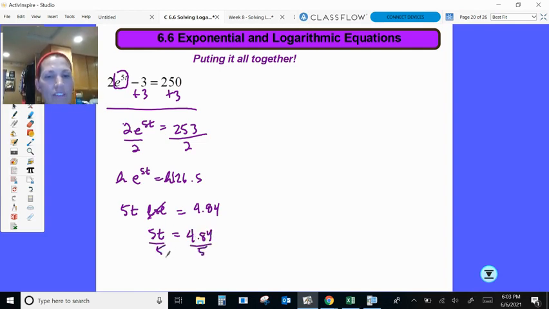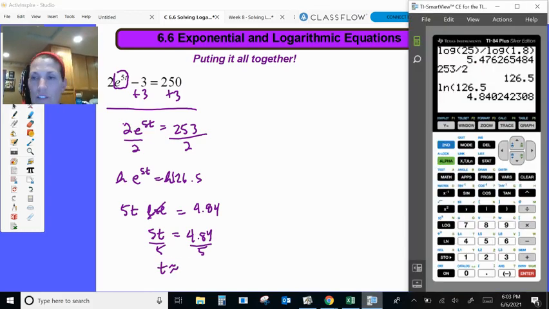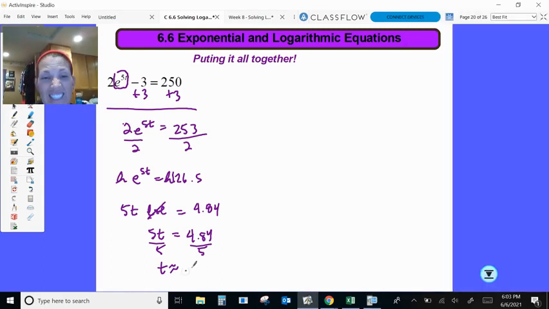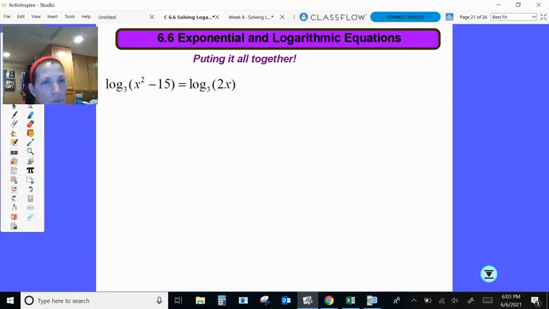So I divide by 5. T is approximately equal to 4.84 divided by 5. That gives me about 0.968. So about 0.968 for my value of t. Okay, so just kind of reminding what we did in our past units and so forth.